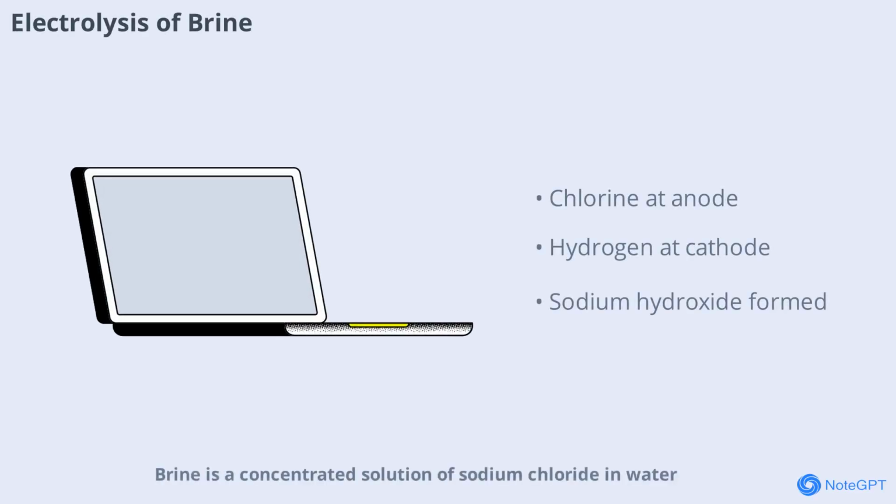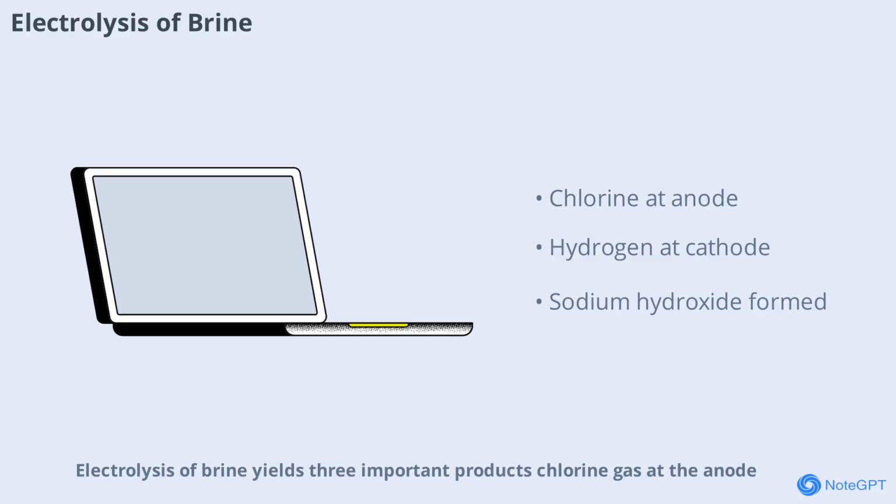Brine is a concentrated solution of sodium chloride in water. Electrolysis of brine yields three important products: chlorine gas at the anode, hydrogen gas at the cathode, and sodium hydroxide in solution. This process is widely used in the chemical industry and is a classic example of how electrolysis can produce multiple valuable substances from a single process.